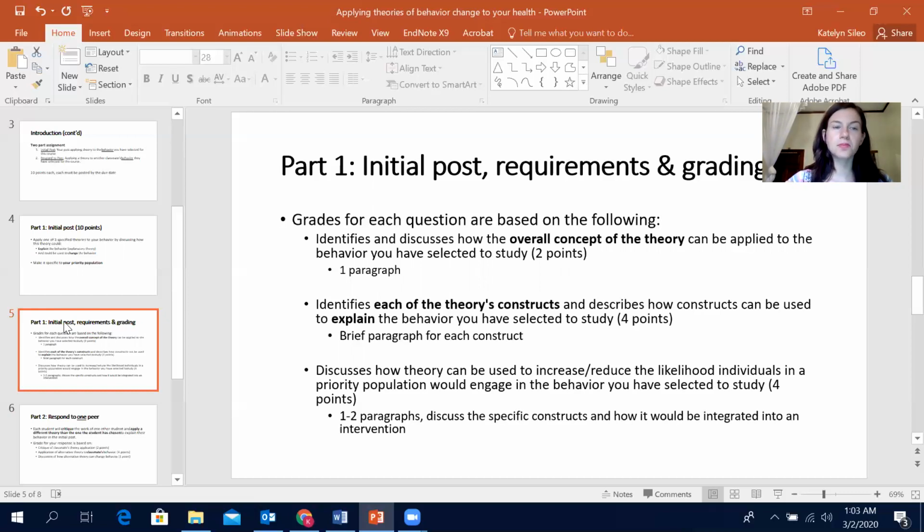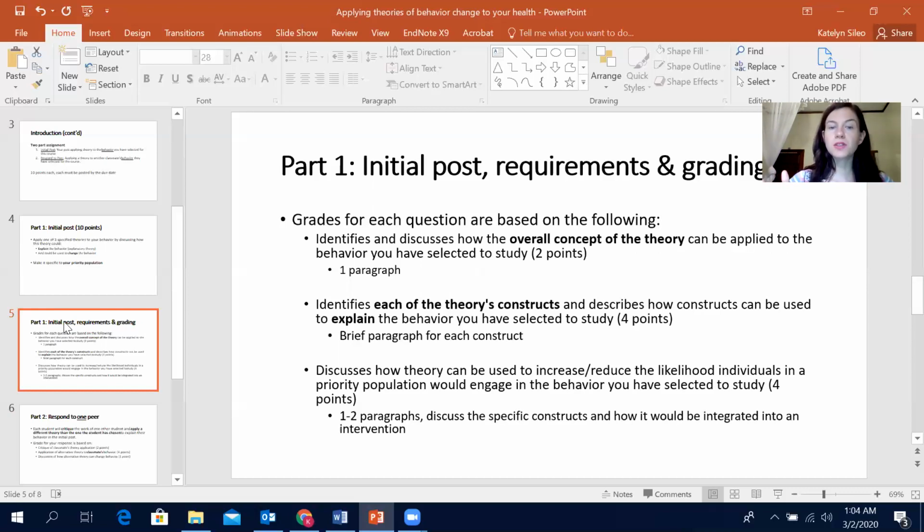I'll give you an example at the end of how that would play out. But I'm going to be looking to make sure you understand what the construct really is in your application, and that you use each one in a logical way to talk about how that would explain someone's engagement in your behavior or not.